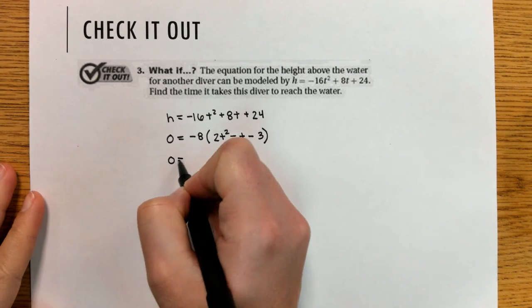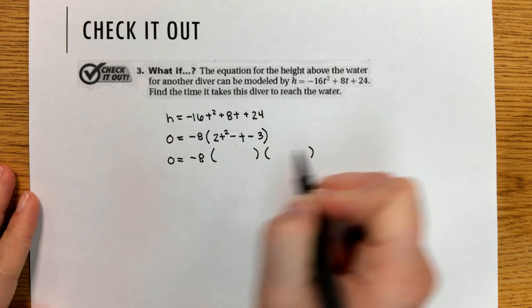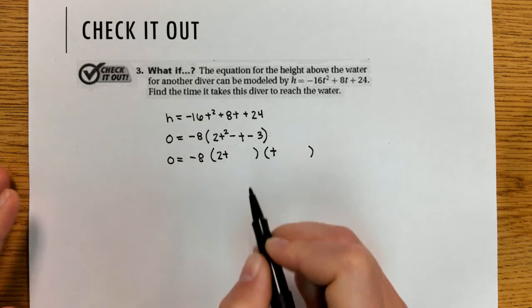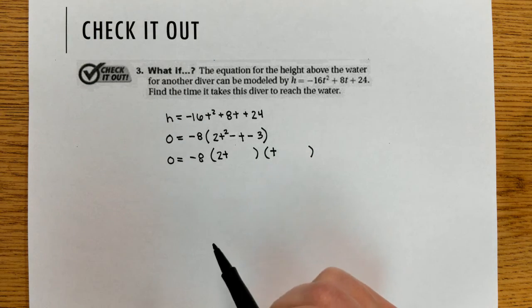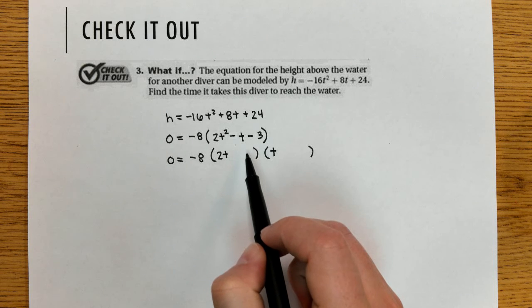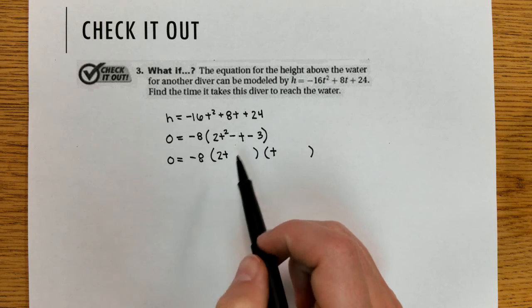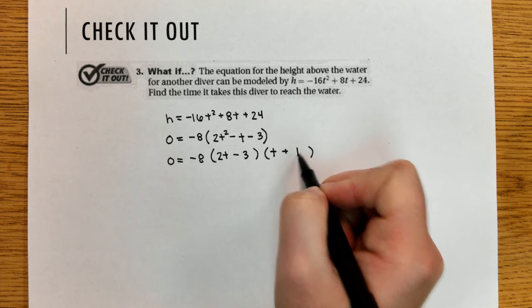So I'm going to have 0 equals negative 8. I'm going to set up my 2 sets of parentheses. 2t squared will break down to 2t and t. And then I have a negative 3, so one will be positive, one will be negative. So I need to think of factors of 3. So it's going to be 1 and 3. So if I put positive 1 and negative 3, that wouldn't work. How about negative 3 and positive 1?